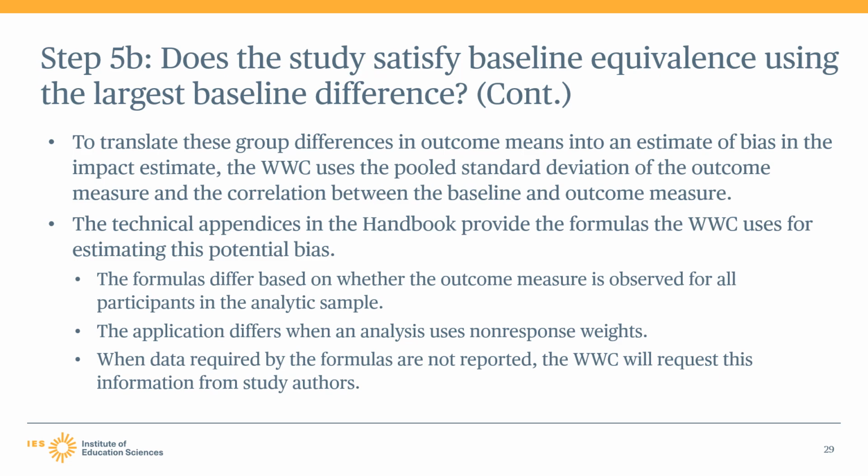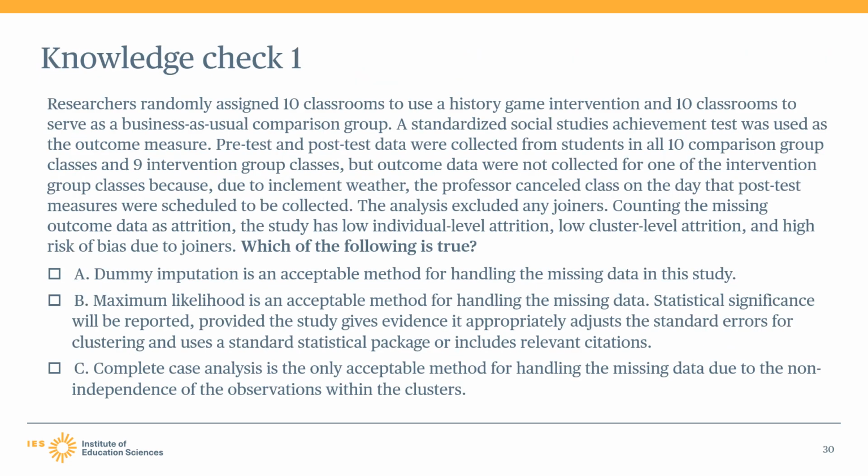Time for your first knowledge check in this module. Researchers randomly assigned 10 classes to use a history game intervention and 10 classes to serve as a business-as-usual comparison group. A standardized social studies achievement test was used as the outcome measure.